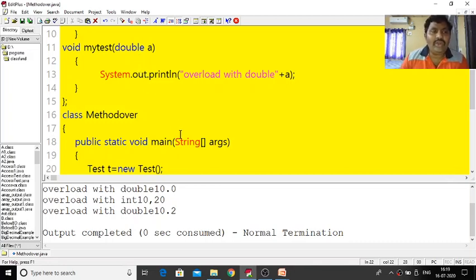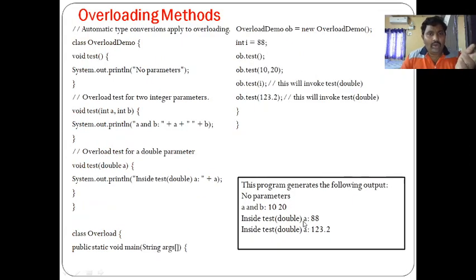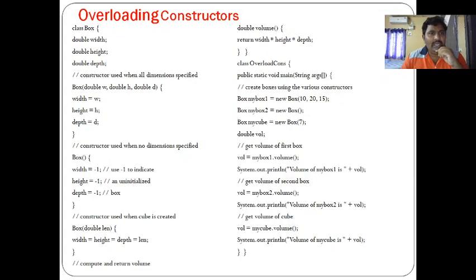So what we need to understand here is that in method overloading, automatic type conversion is possible. So let us see the next topic. This is a program we already explained. Automatic type conversion is also possible, which we just discussed. Now the next topic we are going to discuss with respect to overloading is overloading of constructors. What is overloading of constructors? Let us try to understand.